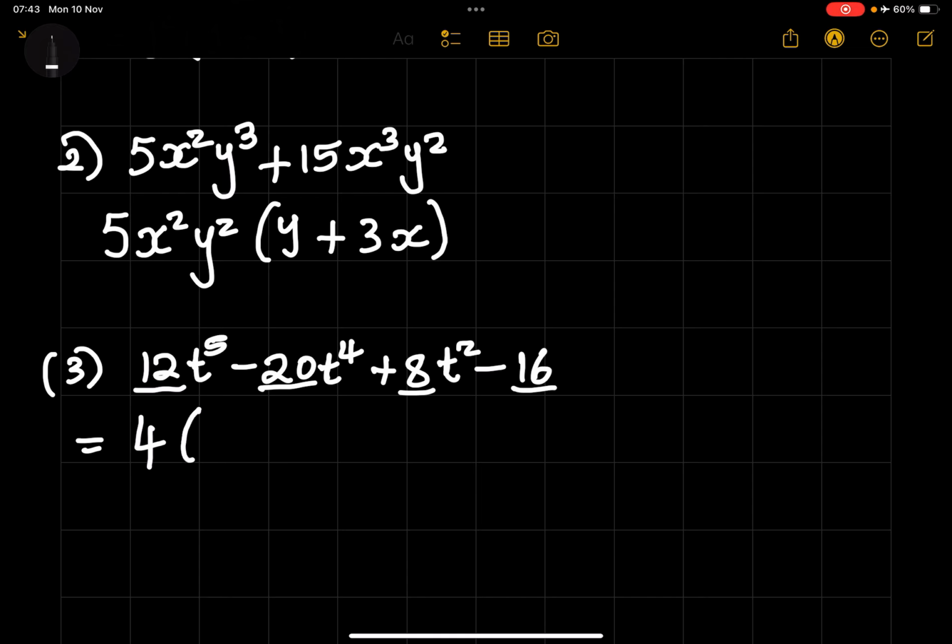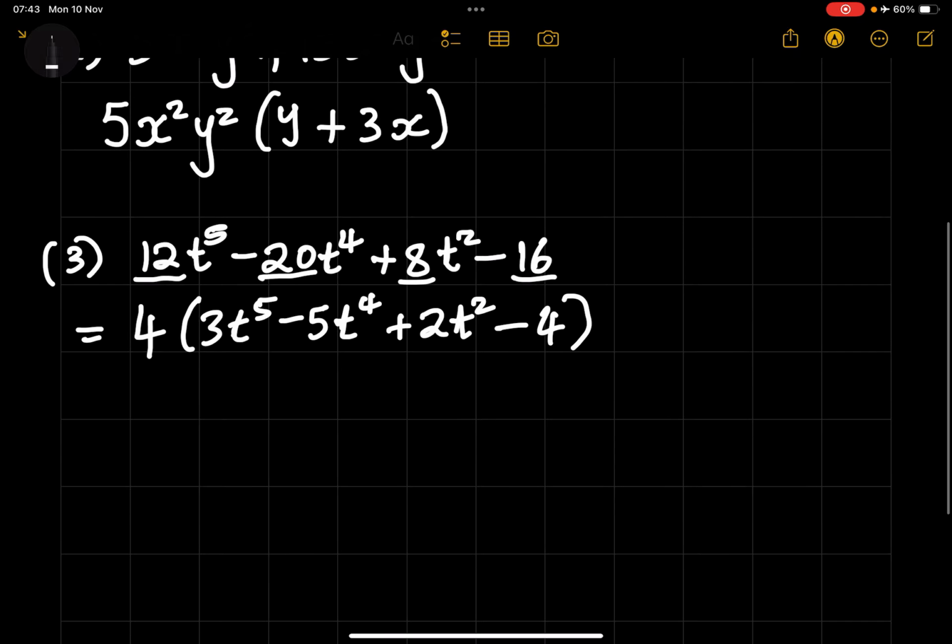And then the first term we're going to have 12 divided by 4 is 3, and then we have t to the 5. Negative 20 divided by 4 is negative 5, then we have t to the 4. And then 8 divided by 4 is positive 2, then we have t squared. 16 divided by 4, it's 4. And then you might be tempted to group them, but it's not going to work, ladies and gentlemen. You can pause the video and try it. This is indeed fully factorized.